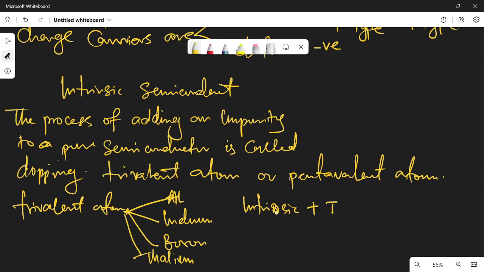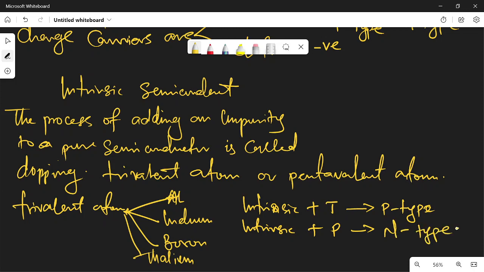When you have an intrinsic semiconductor and a trivalent atom, you have what we call the p-type semiconductor. The p-type semiconductor is what you are going to have if you add a trivalent atom to an intrinsic. But when you add a pentavalent atom to an intrinsic semiconductor, you have the n-type semiconductor. And pentavalent atoms, we said, are group 5 elements.